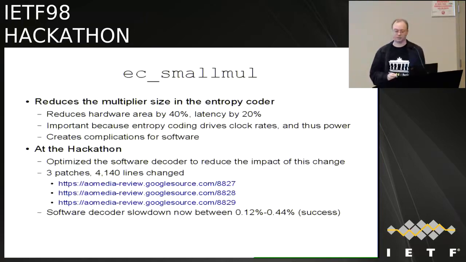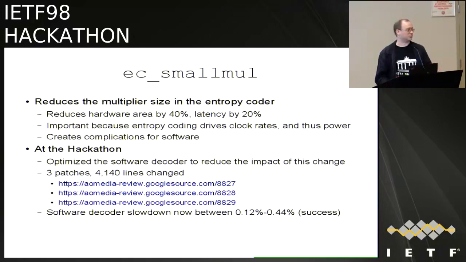So one of them is this thing called EC small mul. The idea here is that it reduces the multiplier size in the entropy coder for our video codec, which is really important for hardware since it gets you something like a 40% reduction in area and a 20% reduction in latency. And in hardware, the entropy coder latency is what generally drives your clock rate for the entire video decoding process. So this translates directly to a reduction in power consumption.